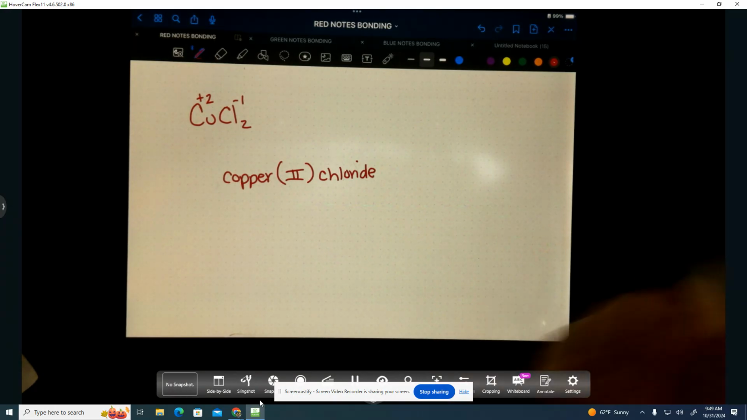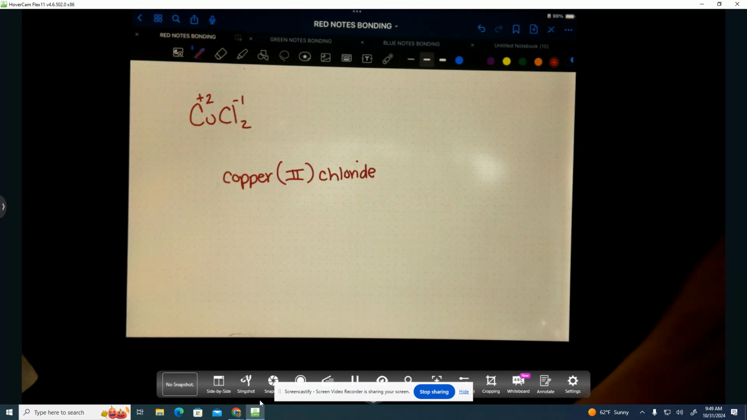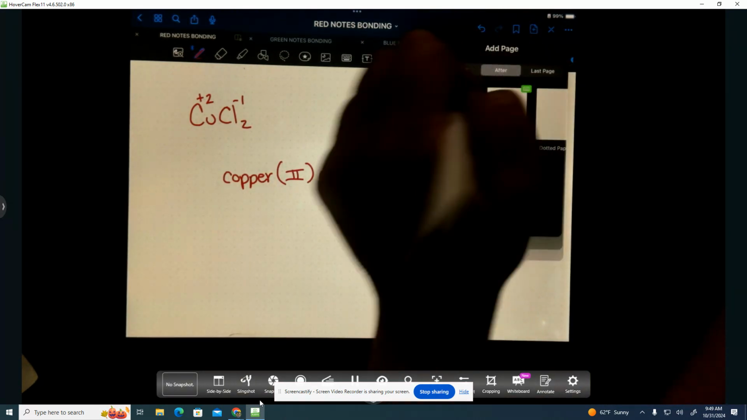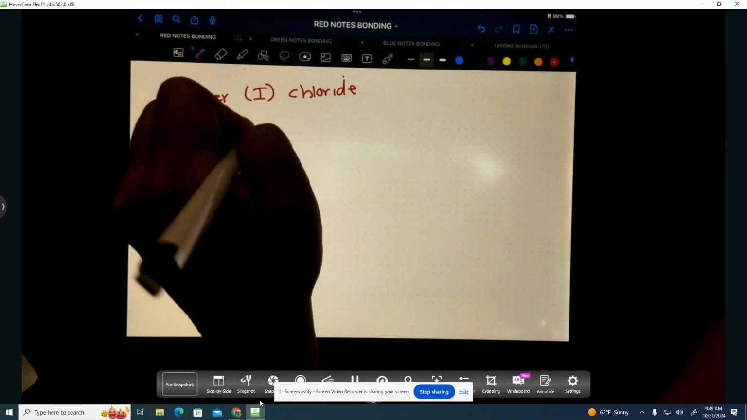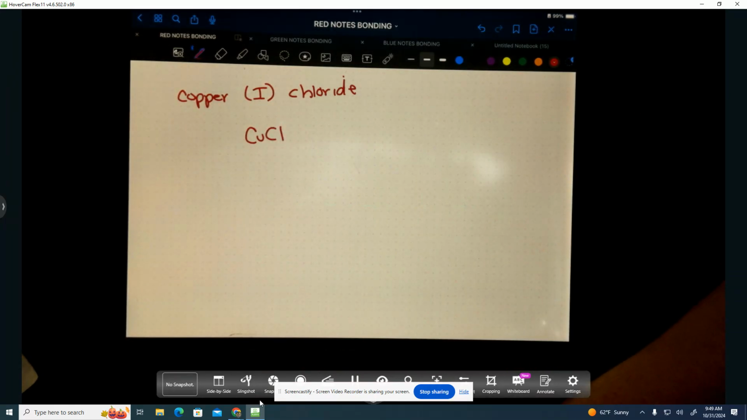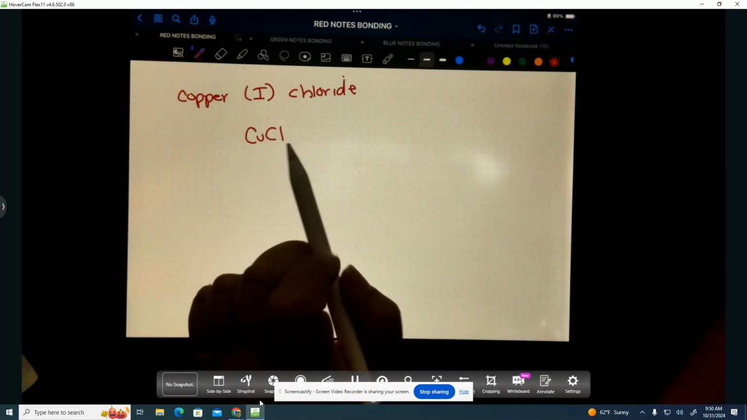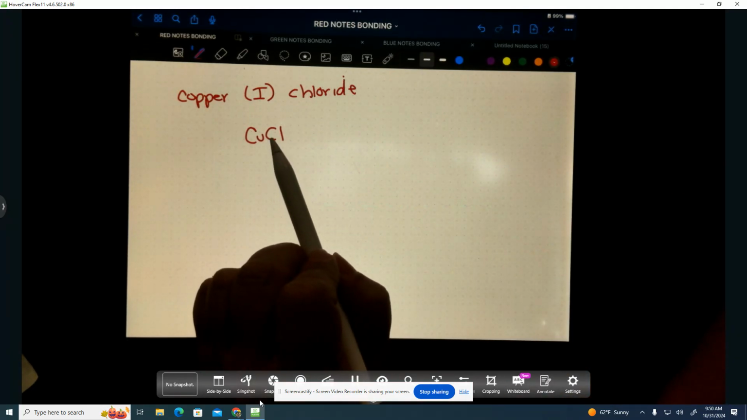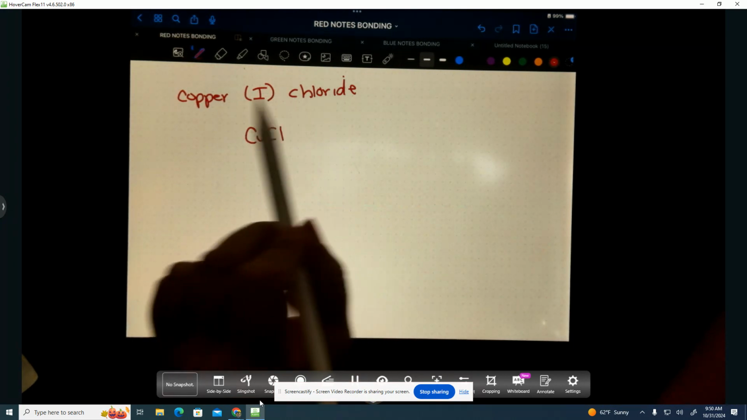Can you give me the formula for copper 1 chloride? If I said draw me copper 1 chloride, it's CuCl. Done. That's copper 1 chloride. Okay? When do you put the Roman numerals in parentheses? When there's more than one choice for oxidation numbers. Do you put the Roman numerals in the formula? No. You put the Roman numerals in the name.